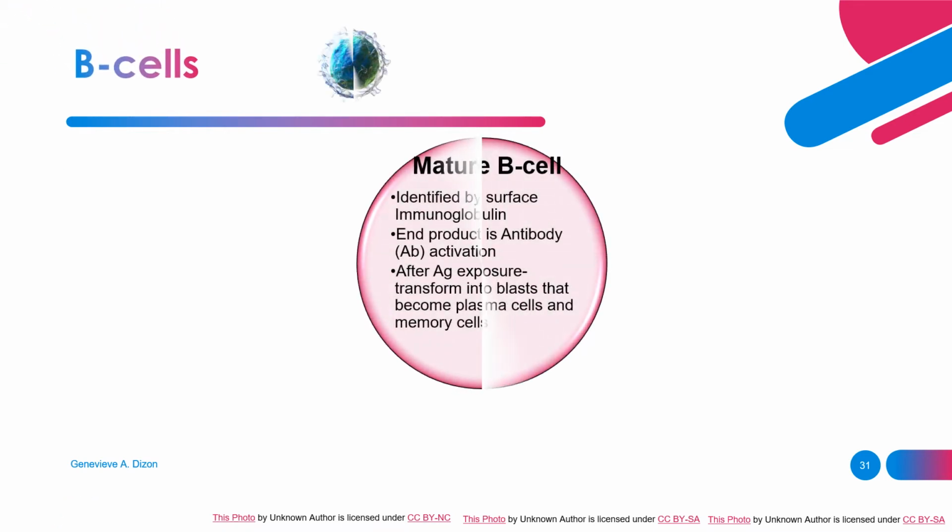The second type of lymphocyte are the B cells. B cells, when activated, are mature B cells. They can be identified by surface immunoglobulins. Their end product is the production of antibodies.